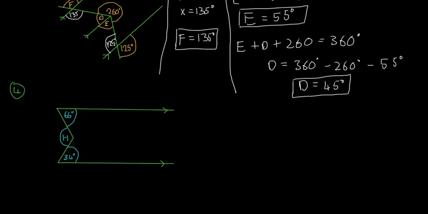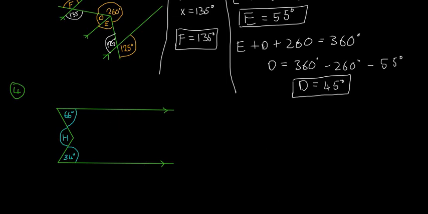So here we have two parallel lines, this one here and this one here. We have an angle 66 and an angle 34. We have this angle H in between them. The reason this is so difficult is there's no immediate alternate or corresponding or vertically opposite angles that are super clear straight away.